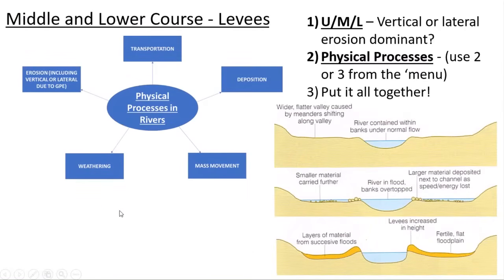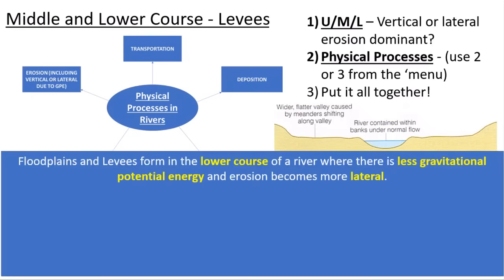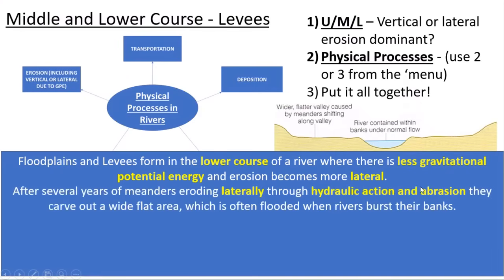Okay, floodplains and levees, often the more difficult, the most least memorable of all the different river landforms. Again, same process, have a go. Alright, so floodplains and levees form in the lower course, where there is less gravitational potential energy and erosion becomes more lateral, and also there's mainly deposition.